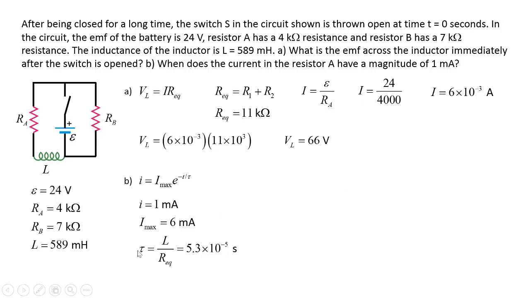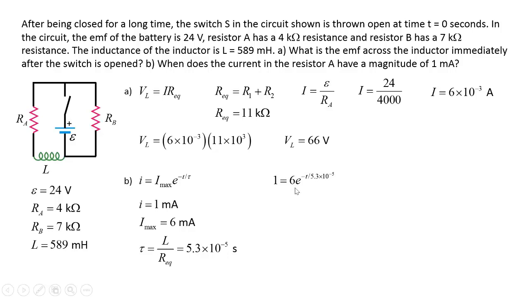And the time constant for the LR circuit is calculated as the inductance divided by the equivalent resistance of the circuit. The inductance is 589 millihenry and the equivalent resistance is 11 kilo ohms. That gives me a time constant of 5.3 times 10 to minus 5 seconds. All we have to do is replace all these known quantities in the equation for the current and find the time. That is the only unknown.